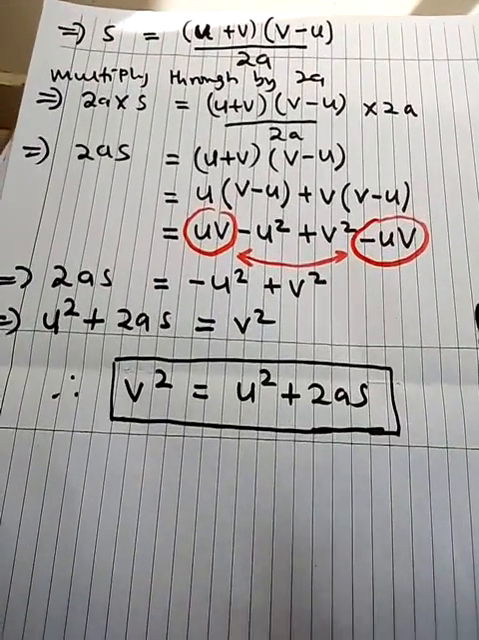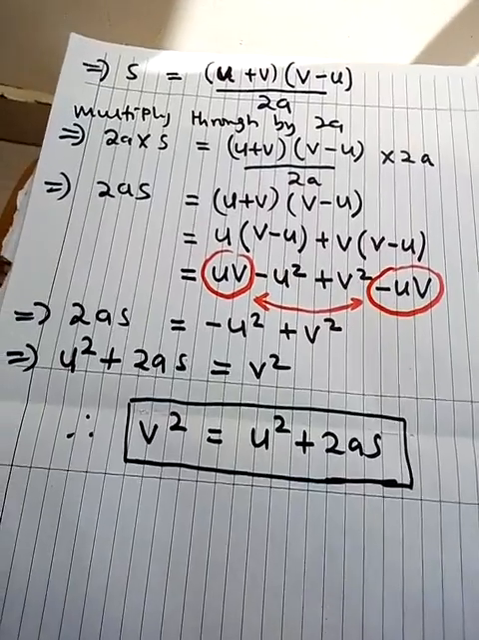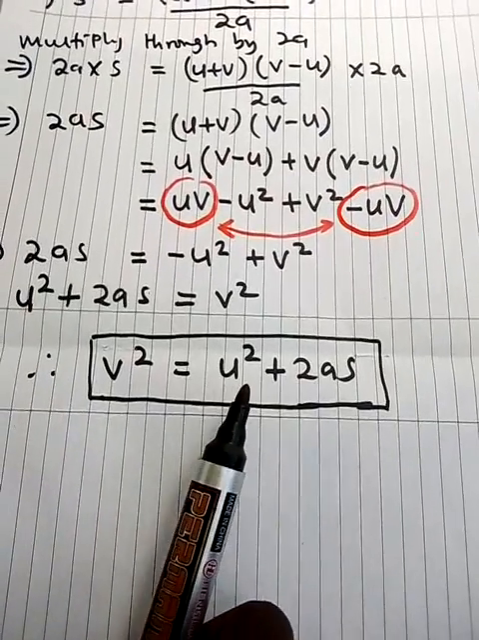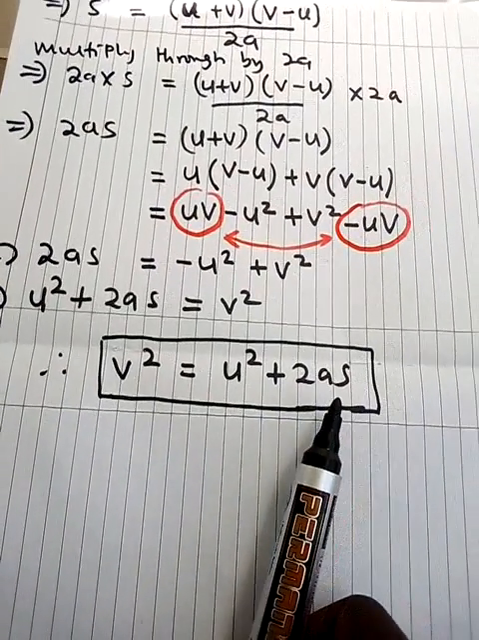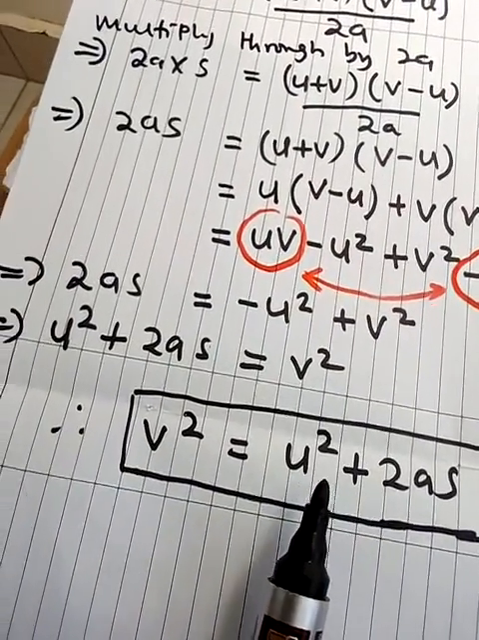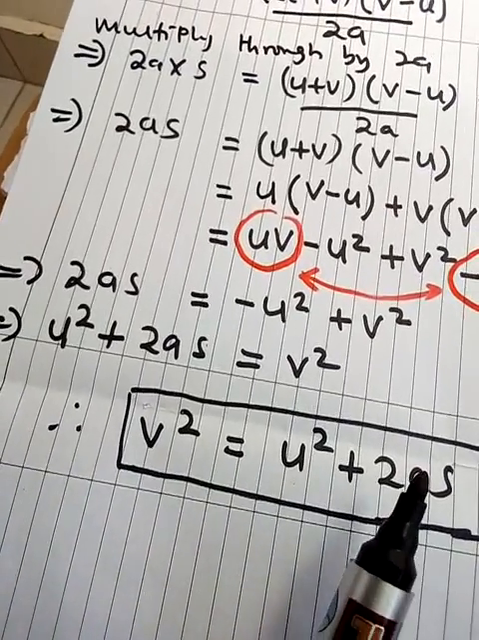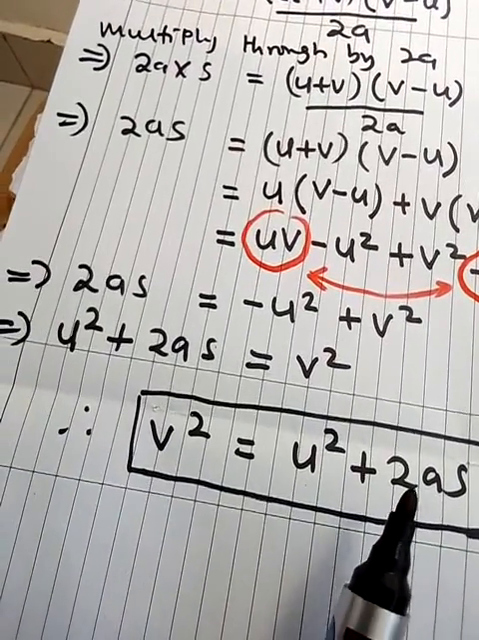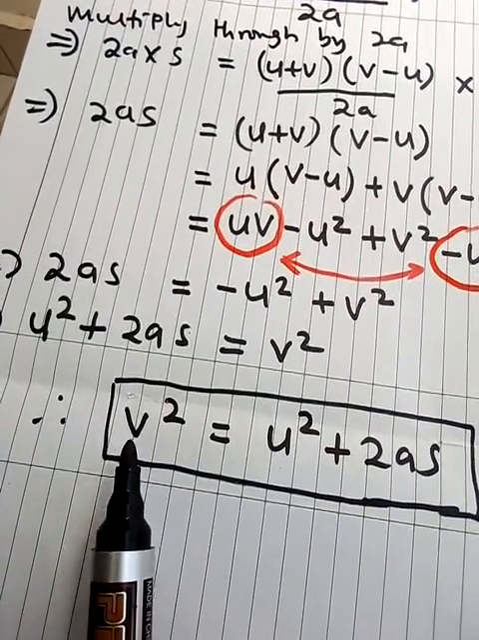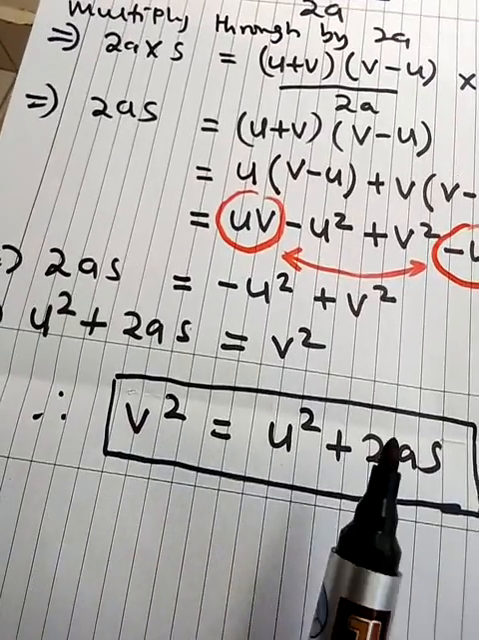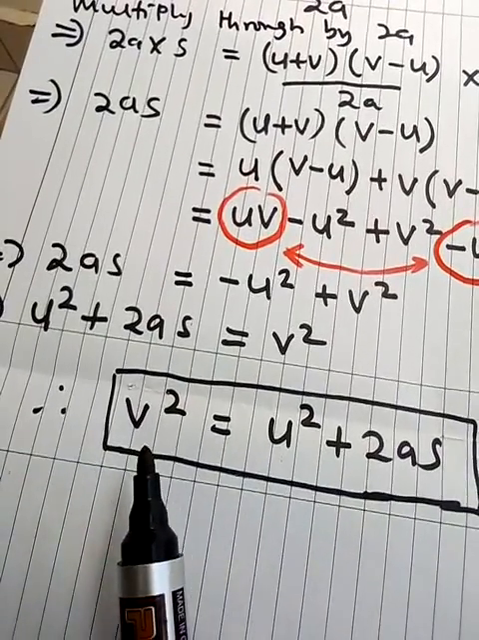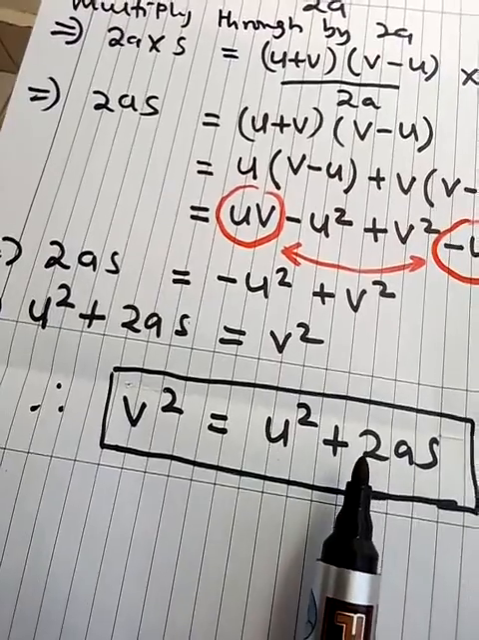Now here you can get any of the parameters if you know the rest. For example, you can get v, the final velocity, if you know the initial velocity, the acceleration of the body, and the displacement. Or you can get the initial velocity if you know the final velocity, the acceleration, and the displacement. You can as well get the acceleration if you know the displacement, the initial velocity, and the final velocity. Or else you can get the displacement if you know the acceleration, the initial velocity, and the final velocity. This too is a constant, so it will remain there.